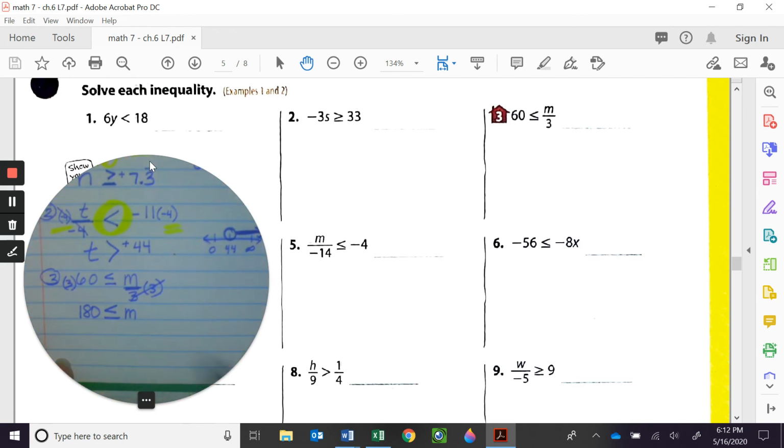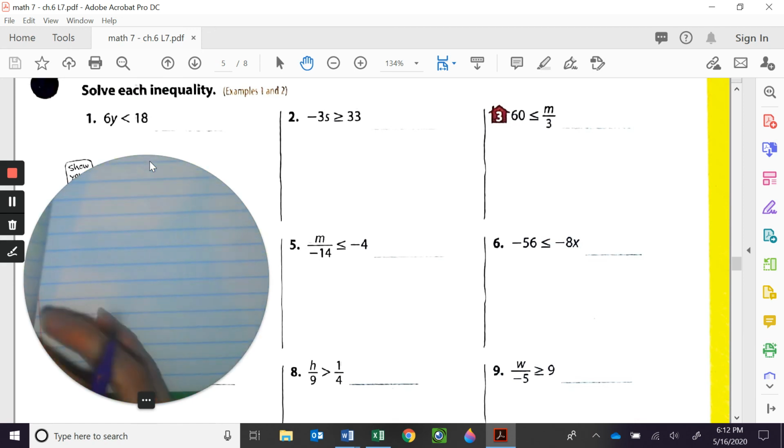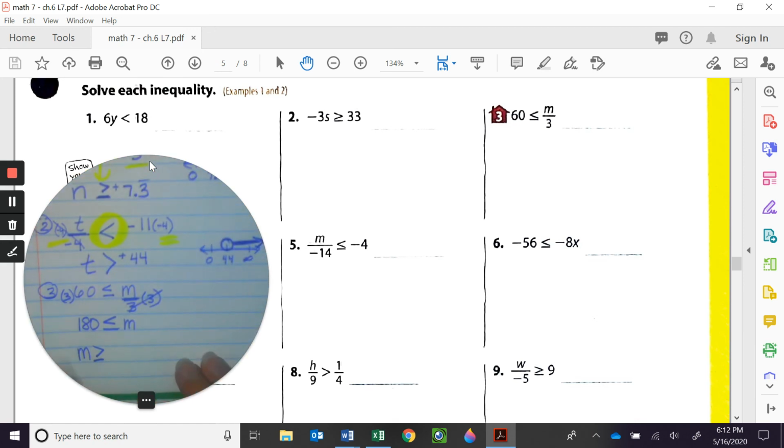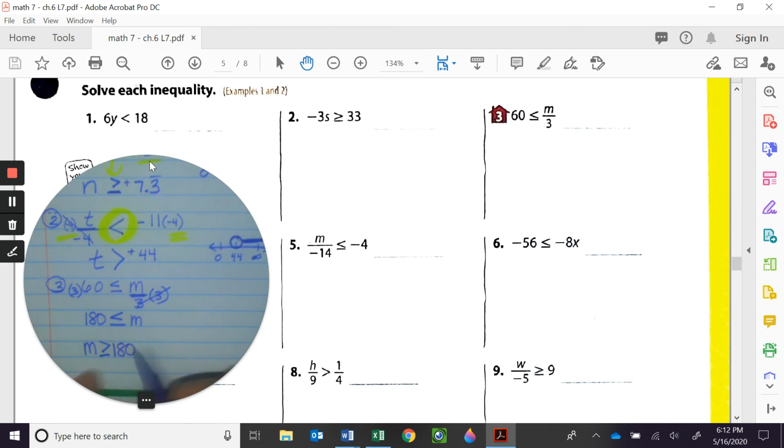Okay? Now, remember, I don't like my variable at the end. I'm going to flip this around. But what does the inequality look like? The m is closer to the bigger side, so it needs to stay closer to the bigger side. Okay, so I just moved it around, almost as if I took my paper and looked on the opposite side, right? So m is greater than 180.